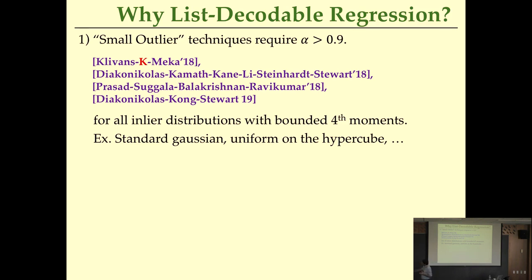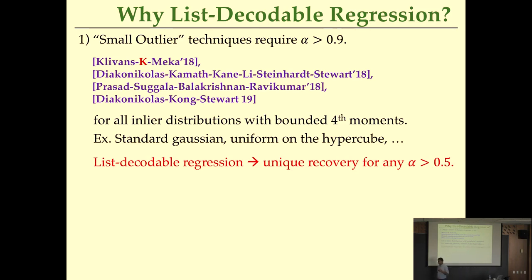And so it turns out there are all these previous works. These are all on regression, and they work under various assumptions. But the punchline of these works is that if alpha is bigger than 0.9, if you have 90% inliers, then you succeed. And you succeed in quite a general situation. You don't need standard Gaussians. You can work even on the uniform distribution on the hypercube for that matter. But they break down when alpha is, let's say, 0.8.